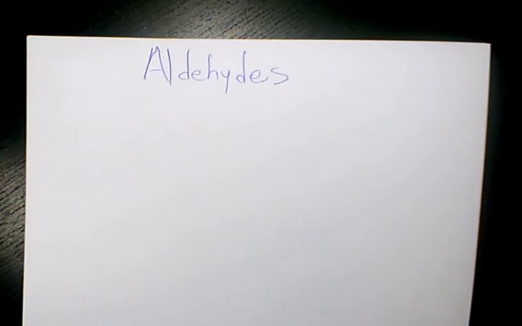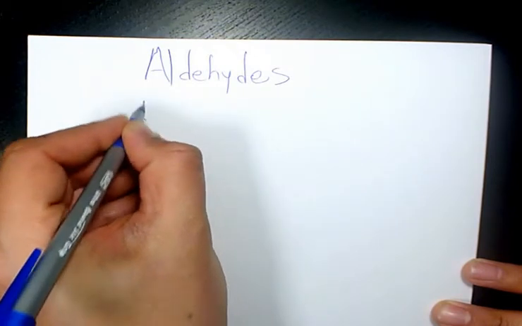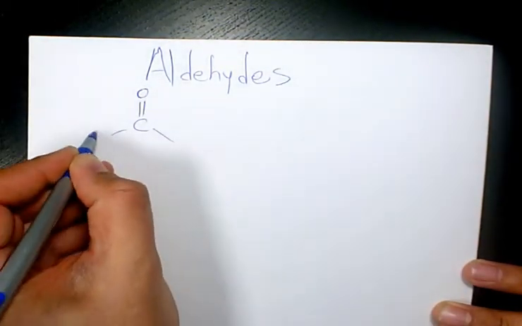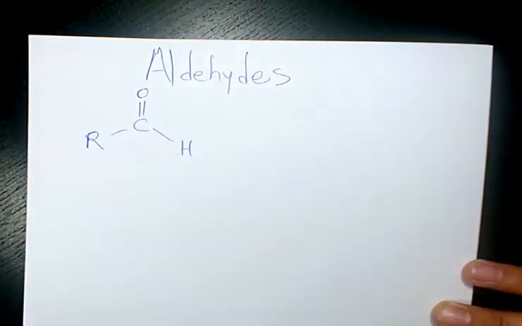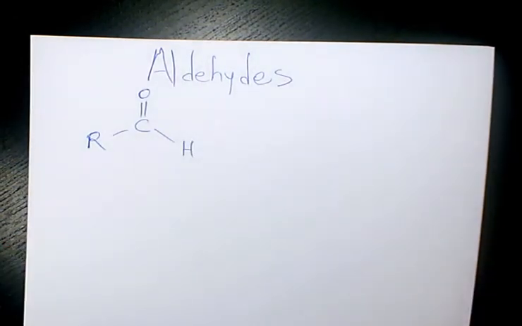In this video I want to talk about aldehydes naming, different kinds of aldehydes. Aldehydes are chemicals that contain a carbonyl group connected to an alkyl group and have at least one hydrogen atom. So this is the general formula of aldehyde.